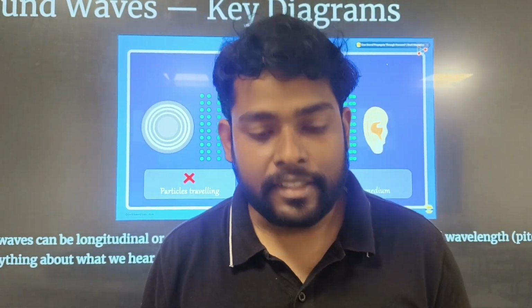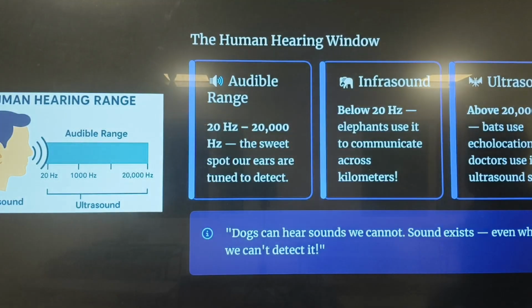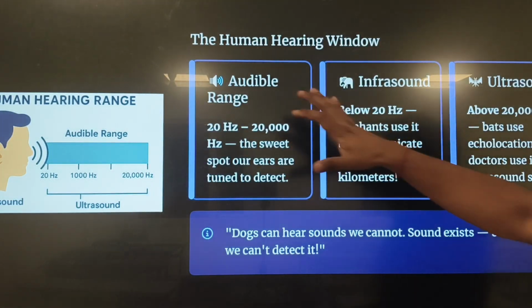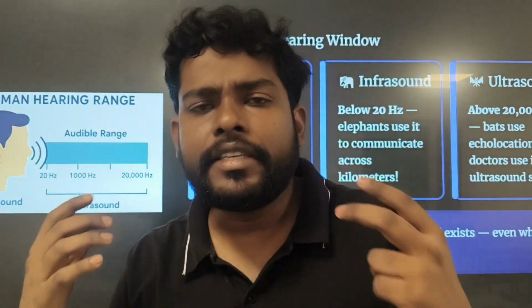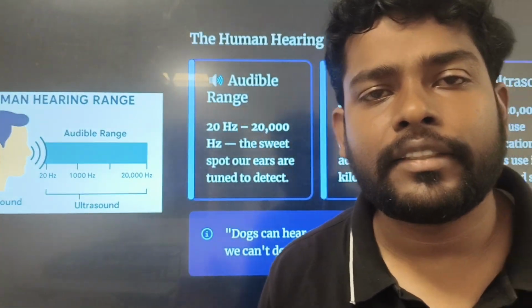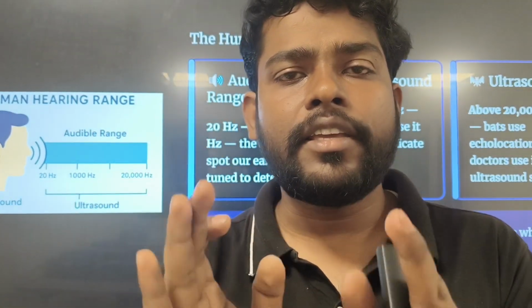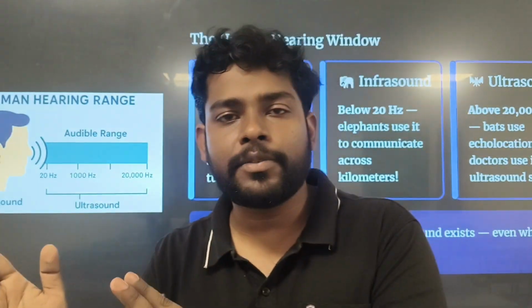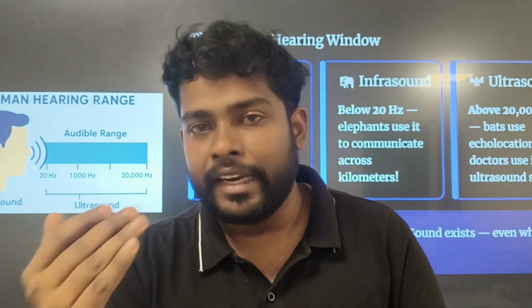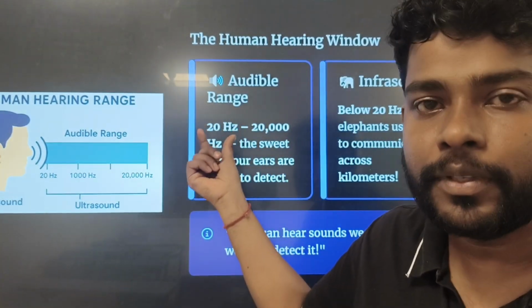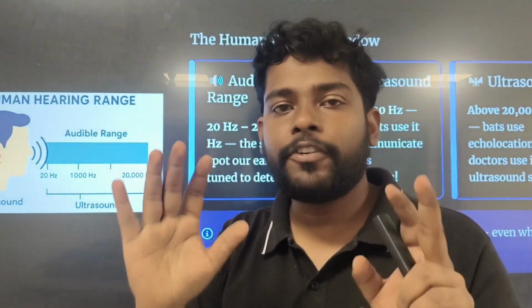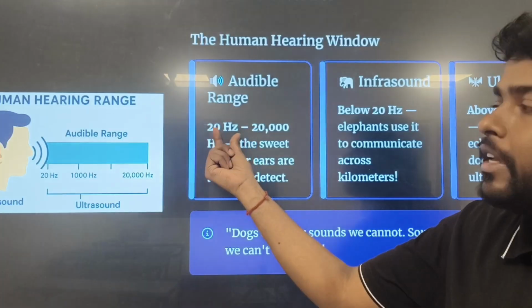After that, you can see there are three things: audible range, infrasound and ultrasound. What is the audible range? Can we hear each and every sound? No, it's not like that. We can only hear the range from 20 Hz to 20,000 Hz. What is Hertz? This is the unit of frequency. We'll go into it later, but for now, understand this is the range of it.